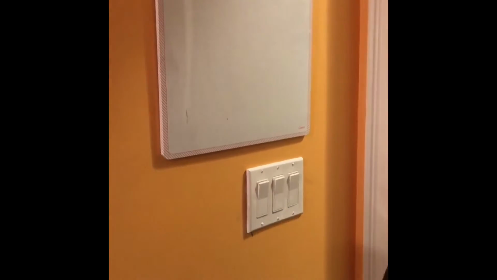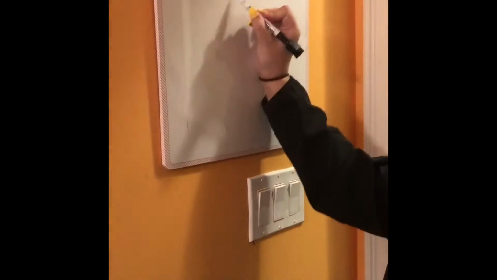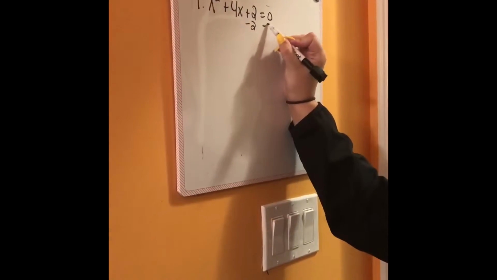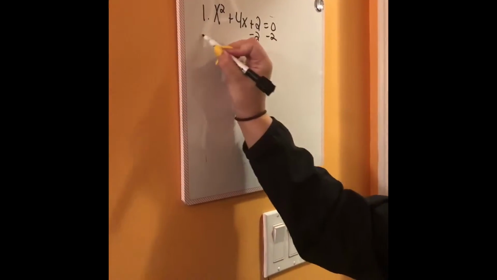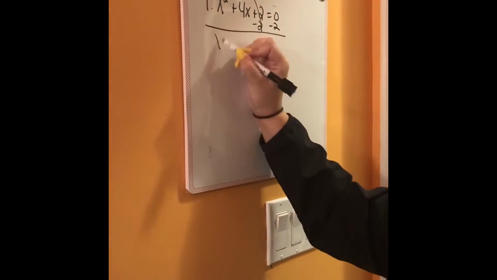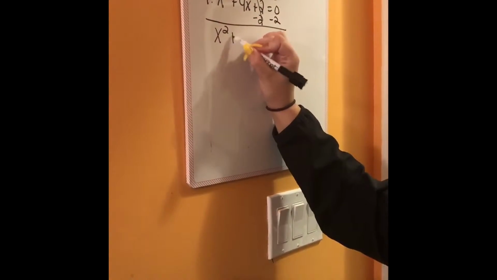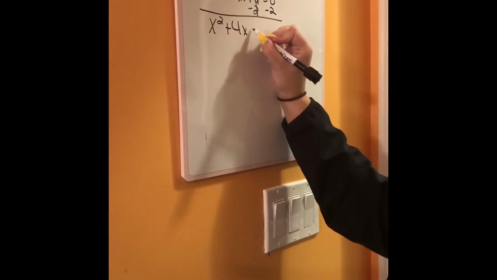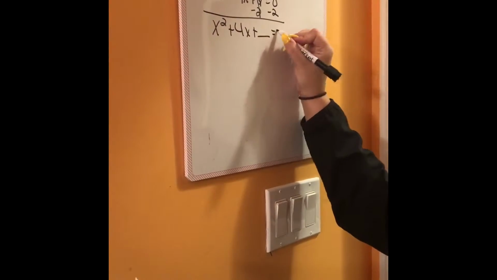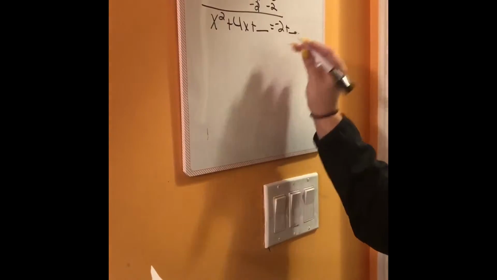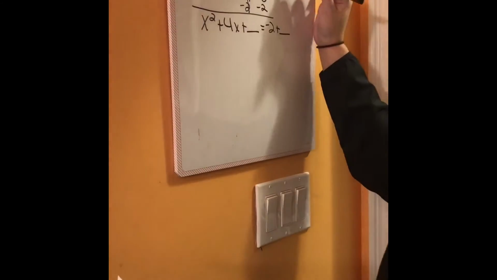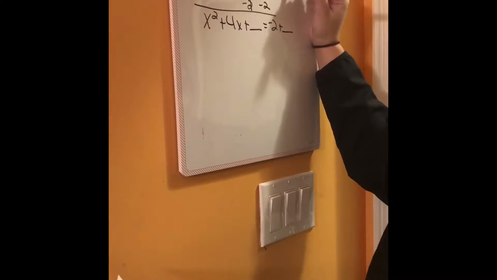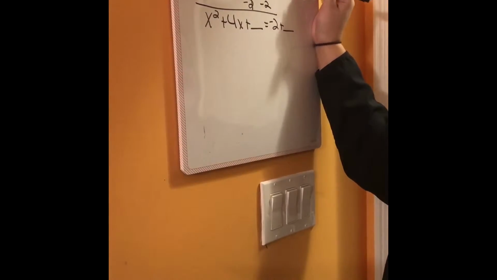So the first equation we have is x squared plus 4x plus 2 equals 0. The first step is you're going to take 2 from this side and bring it over here. It'll be x squared plus 4x plus the blank equals negative 2 plus the blank. To find the blank, you have to do the rule of b divided by 2 squared.